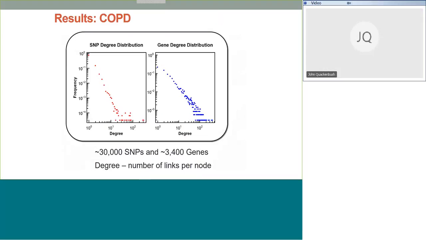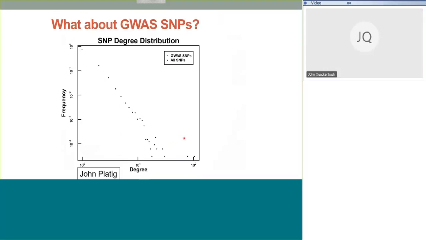The degree is simply the number of connections that a node, in this case a SNP or a gene, in the network has. So we can have highly connected variants or less frequently connected variants, and the frequency is simply the number of times that we see a particular level of connectivity. So I'm going to focus on the degree distribution for the SNPs, and this just shows the same graph I had on the left-hand side on the previous figure. And what you can see is the kind of distribution that we characteristically see in naturally evolving networks. So this is very much like the internet.